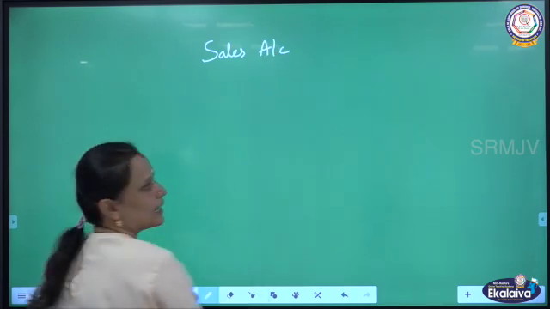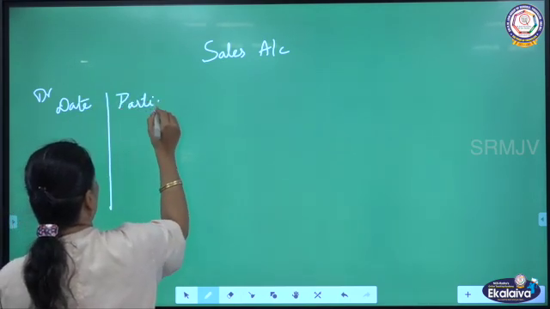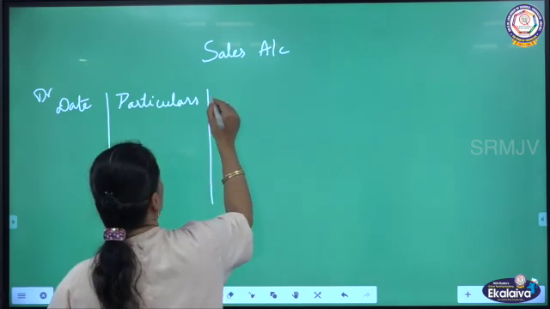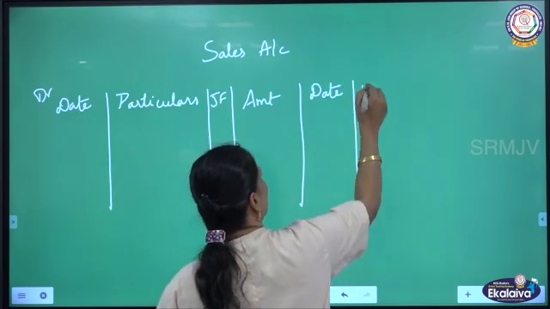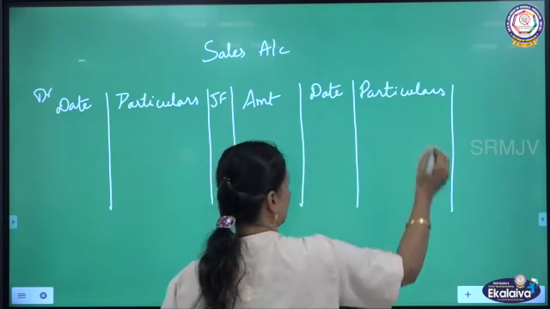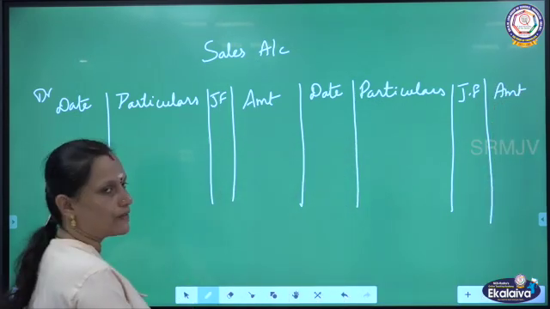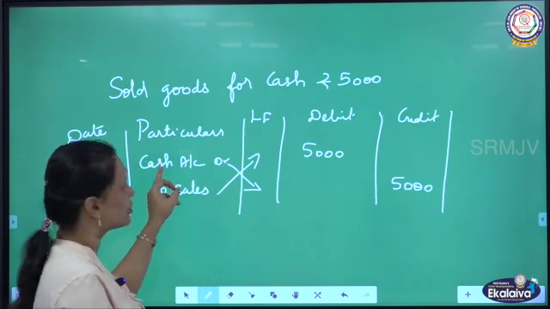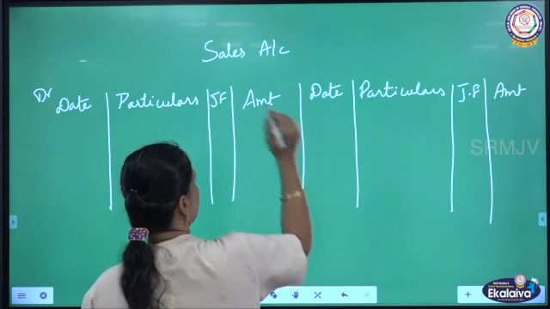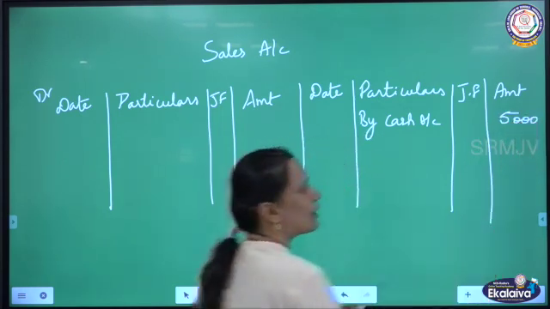Okay, same way what I am going to do? Sales account I am opening, and then same way you have to write date, particulars, and then journal folio, amount. Same way date, particulars, journal folio, and then amount. So, how much? 5,000 rupees. Sales account, what we should do? The sales should go to debit side and cash should go to credit side, isn't it? So in sales account, we have to write to cash account 5,000. You have to write like this, okay.